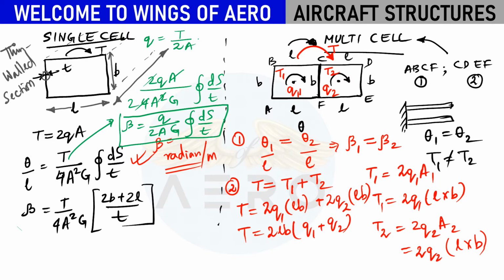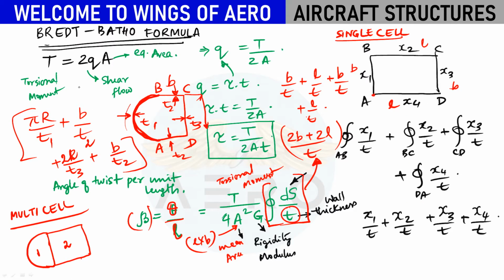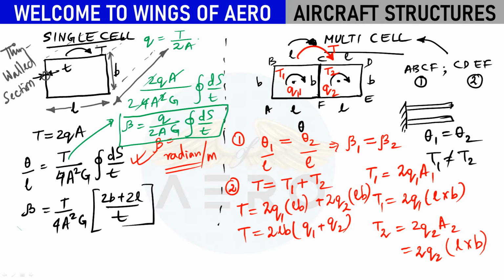In this kind of structure we are going to use the Bredt-Batho theorem, which we have already discussed. What is the formula? T equals 2qA. What is T? T is the torque applied, equal to q, the shear flow, times A, the area. Now what does the area define here? The area here is L cross B in this particular figure.